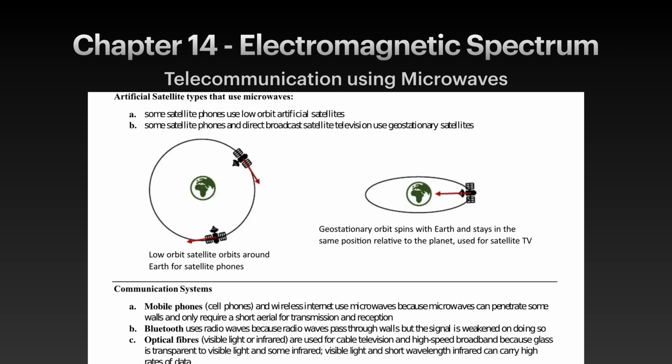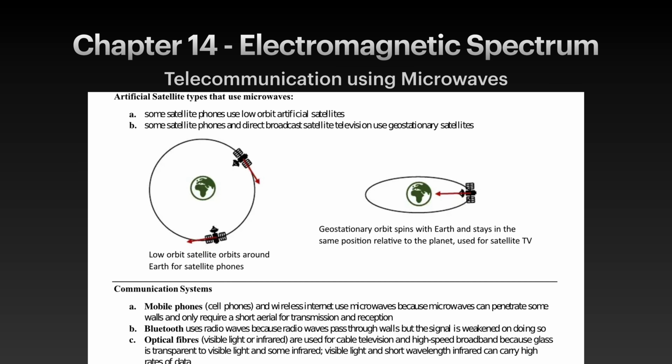Moving on, let's look at the uses of microwaves in telecommunication. There are two types of artificial satellites that we use. One is the low orbit satellite, and the other is the geostationary satellite. The low orbit satellite orbits around the Earth for satellite phones. The geostationary satellite orbits the Earth and stays in the same position relative to the planet, since it orbits at the same speed as the Earth's rotation. This is used in satellite TV.